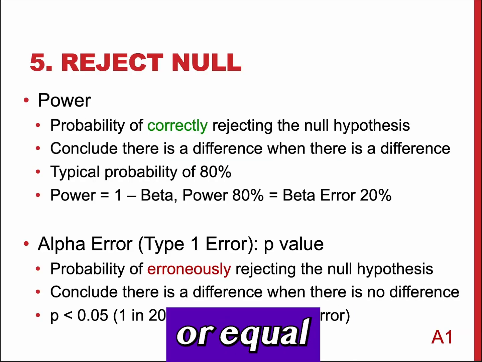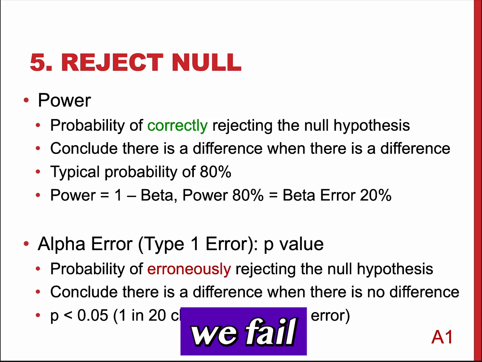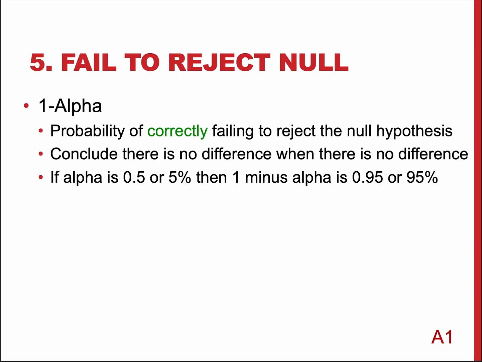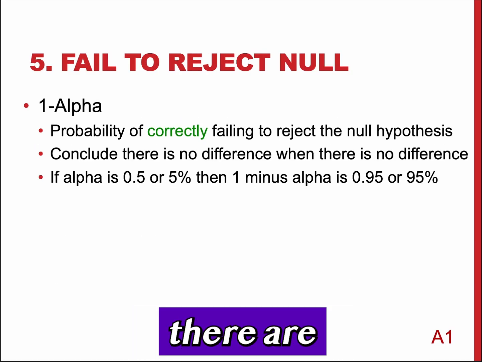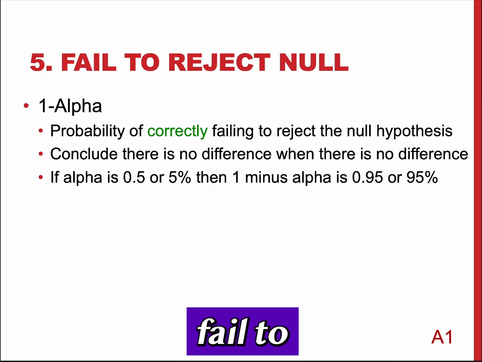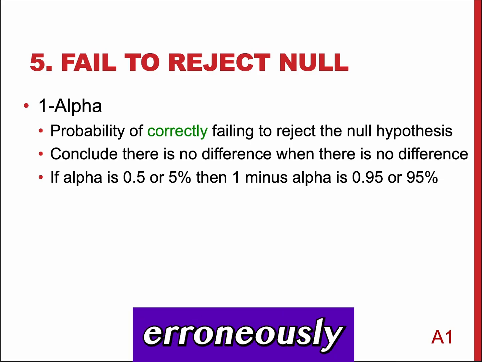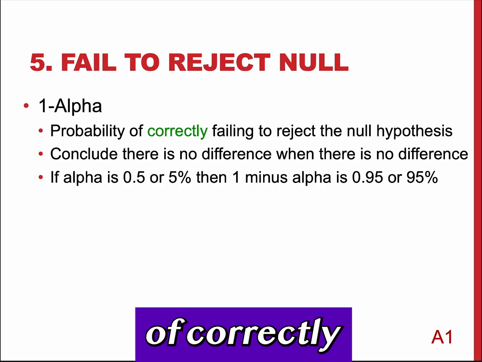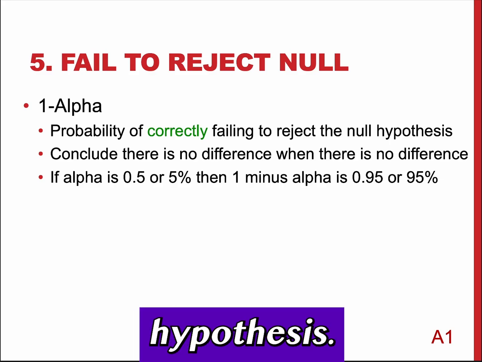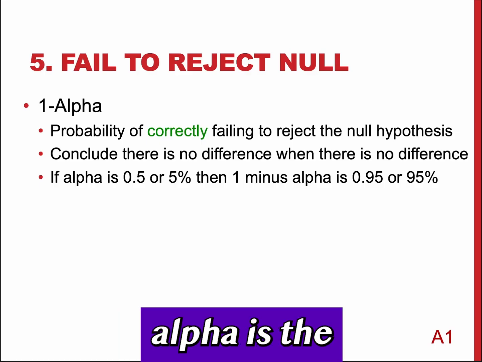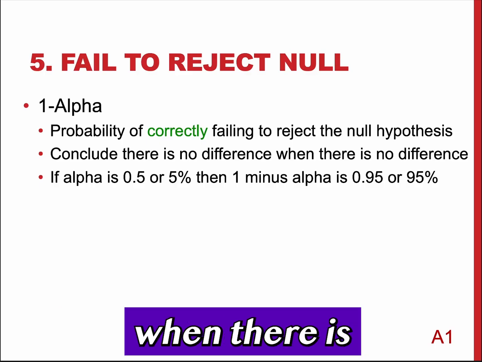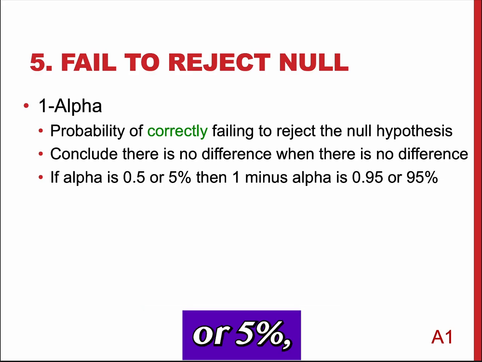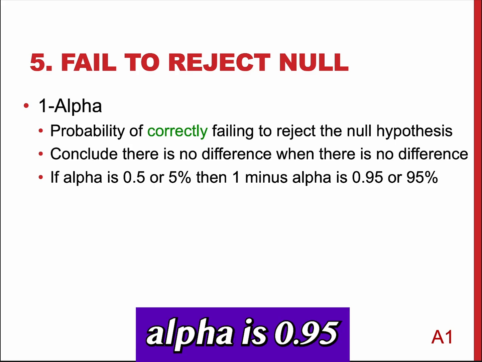For a p-value greater than or equal to 0.05, we fail to reject the null hypothesis and conclude there is no statistically significant difference. When we fail to reject the null hypothesis, there are two possibilities. We can correctly fail to reject the null hypothesis, and we can erroneously fail to reject the null hypothesis. 1 minus alpha is the probability of correctly failing to reject the null hypothesis. Alternatively, 1 minus alpha is the probability of concluding there is no difference when there is no difference. If the probability of an alpha error is 0.05 or 5%, then the probability of 1 minus alpha is 0.95 or 95%.